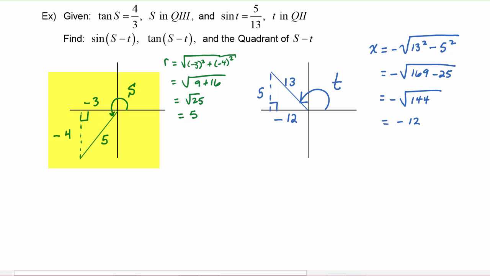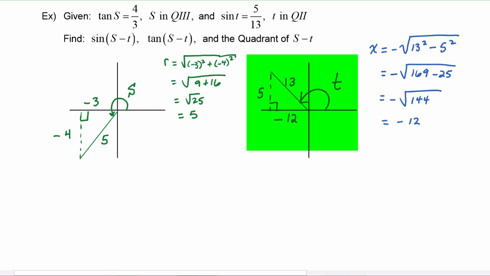So we have angle S with all of its sides, and we have angle T with all of its sides.